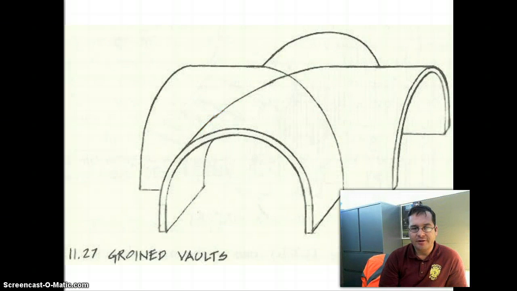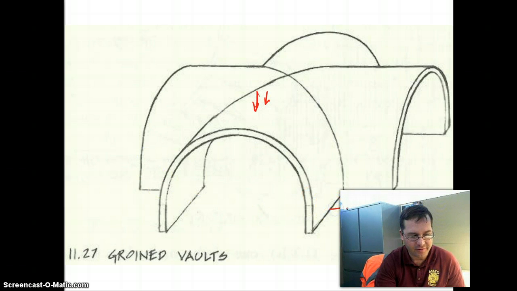In this section of the text, the authors discuss groined vaults. And essentially what a groined vault is, is a non-developable intersection of two arches. And you can think about if you were to load, for instance, this arch in compression, if you were to load it with weight from above, it's going to develop outward thrust. It's going to want to push the ends of the arches out.